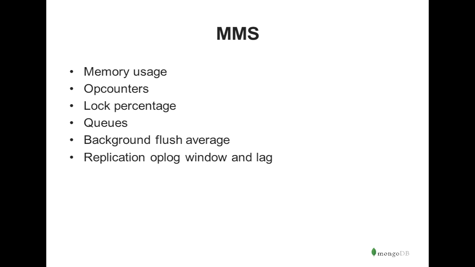Memory usage is important. You want to see if the memory usage is going up gradually over time or if it's a sudden jump in memory usage. Op counters is important. That's a very good stat. Lock percentage, you don't want your lock percentage to go over a certain threshold. The number of queues, the background flush average, et cetera. I don't have time to go into this level of depth for each one of these things, but if you are using MMS, these are some of the areas that you might want to tune into.